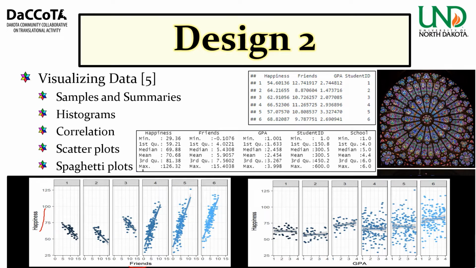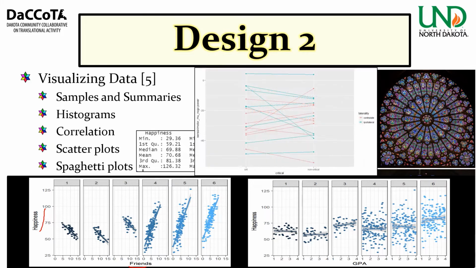And finally, something that's particularly useful for longitudinal data, spaghetti plots. So dots, those are measured observations, while the line connecting observations is the level 2 random effect.